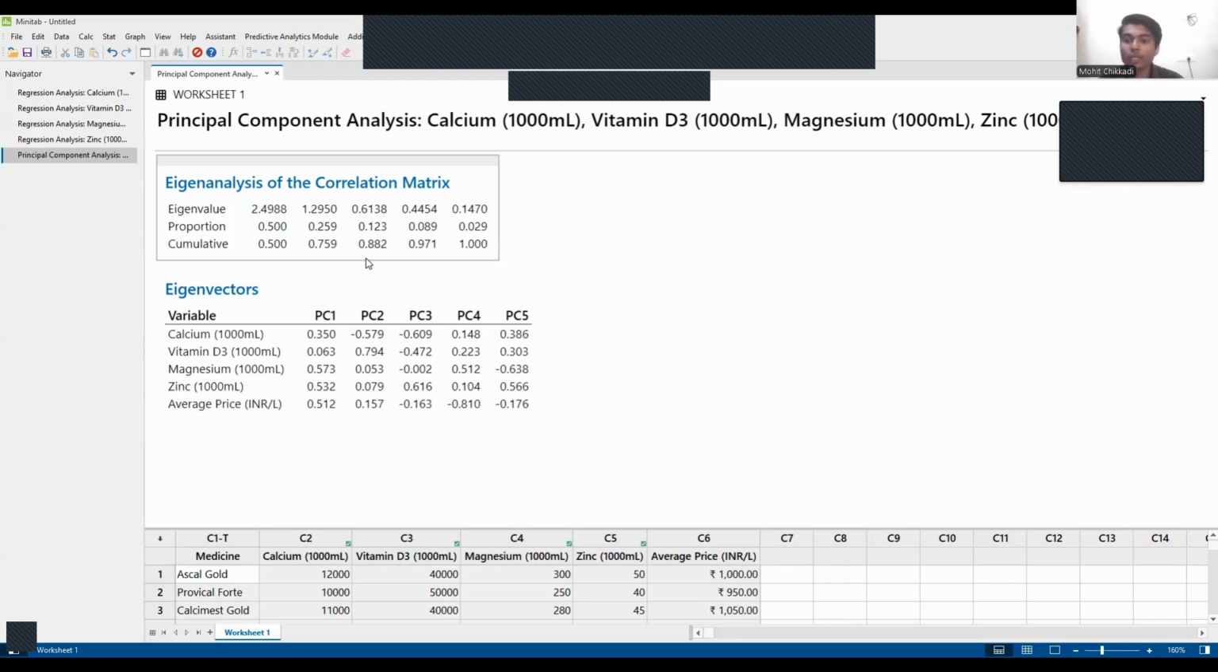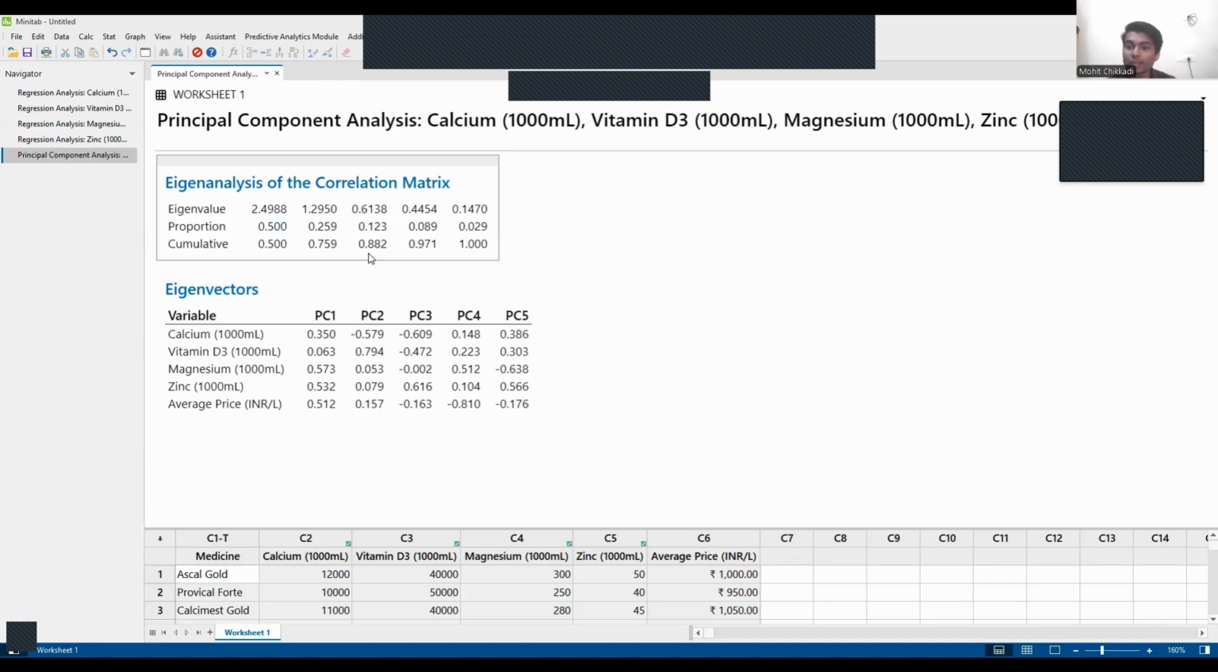PC3. This component has a strong positive loading of zinc and a negative loading of calcium. PC4, this component is most heavily weighted towards the average price, that is negative 0.814810, and magnesium of 0.512. PC5, the component has a negative correlation with magnesium, that is 0.638, and a positive correlation with zinc, that is 0.566.